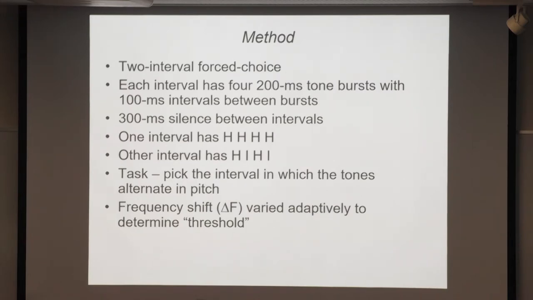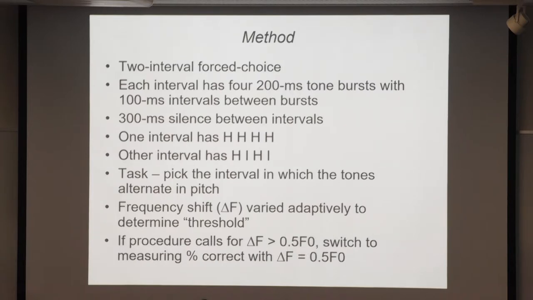And we vary the frequency shift adaptively to determine a threshold. Now, as I mentioned earlier, the biggest difference between the H and the I tones occurs when the frequency shift, delta F, is one half of the fundamental frequency, F0. And if a subject is doing badly in the task, so they make a number of wrong responses, and the adaptive procedure is calling for a frequency shift more than half the fundamental frequency, then we automatically switch to measuring the percent correct with delta F fixed at 0.5 times the fundamental frequency.